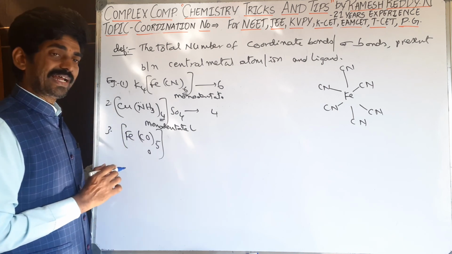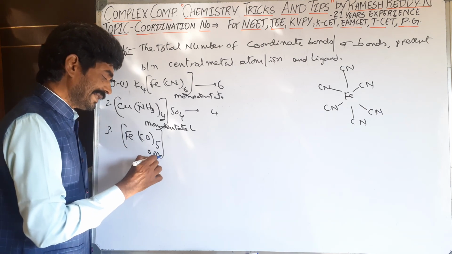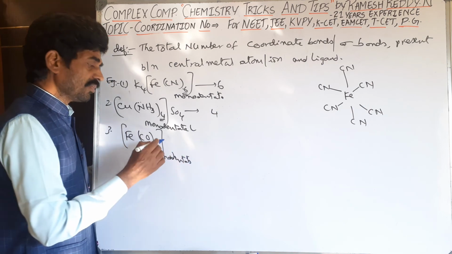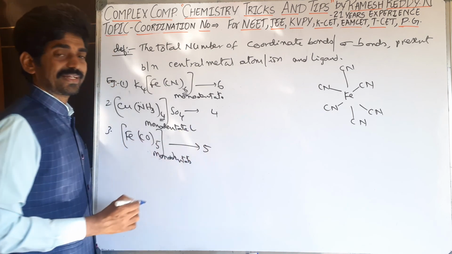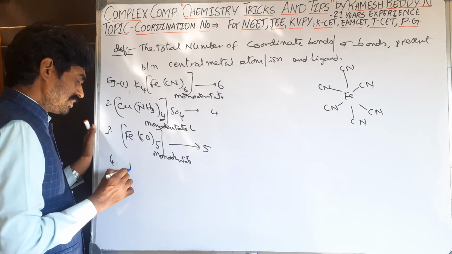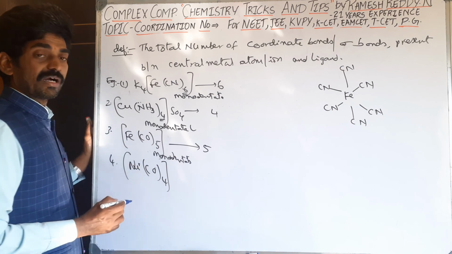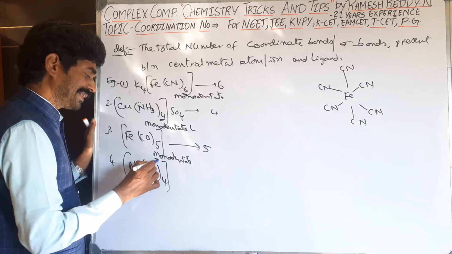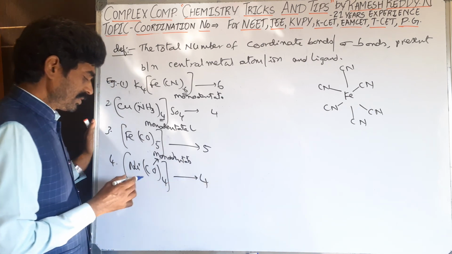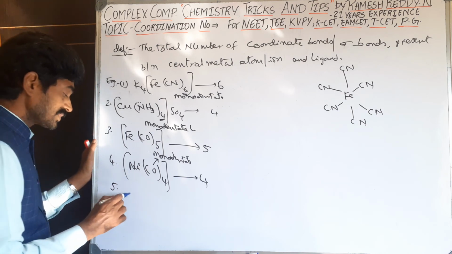Here the iron metal atom is surrounded by 5 carbonyl ligands. This is a monodentate ligand, so each one can donate one lone pair of electrons and form 5 coordinate bonds. So the coordination number of iron in this complex is 5. Next one, Ni(CO)4, nickel tetracarbonyl. It is a monodentate carbonyl ligand. How many are there? 4. So the coordination number is 4. Around the central metal atom, 4 coordinate bonds are present. Okay, next one, silver.